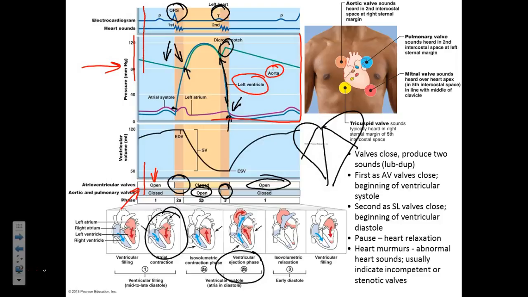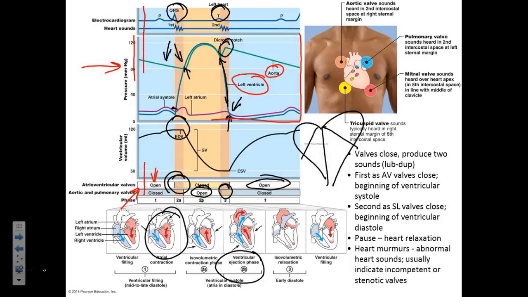And then that amount at the end of the diastole, the end of the heart being completely relaxed, that amount here is called end diastolic volume. It's the largest amount of blood that the ventricle can accommodate. Does that make sense?